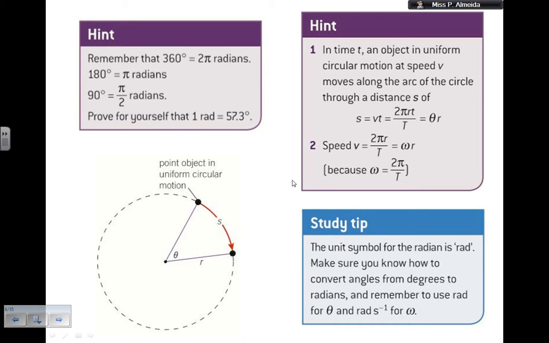A study tip, the unit symbol for the radians is rad, so you need to make sure that you convert angles from degrees to radians, and remember to use rad for the angular displacement and rad per second for angular speeds. So if this is showing twice in 2 slides, you know this is important, okay? And this is just a visualization, okay? So you have r, the radius of the circumference, you have been moving a certain theta angle, and this s is going to show you how much you are moving, your displacement, okay?